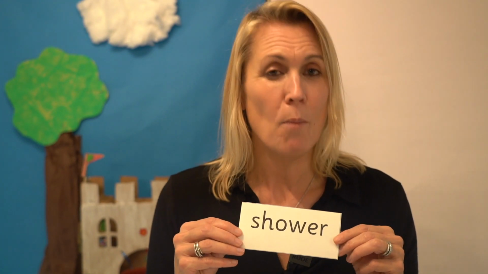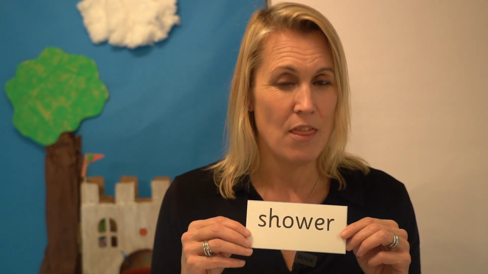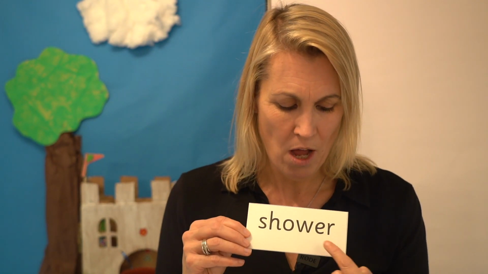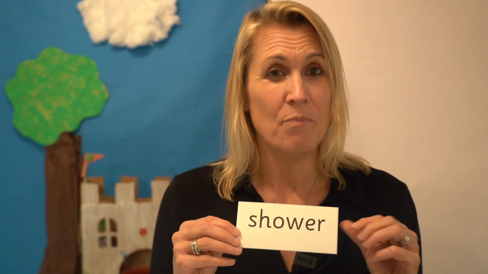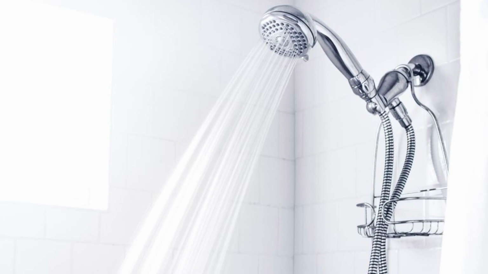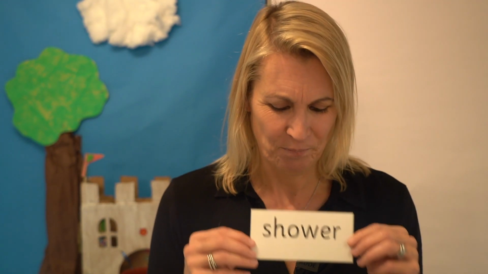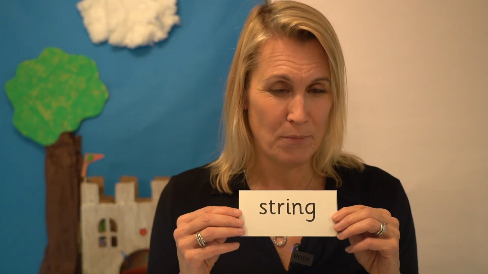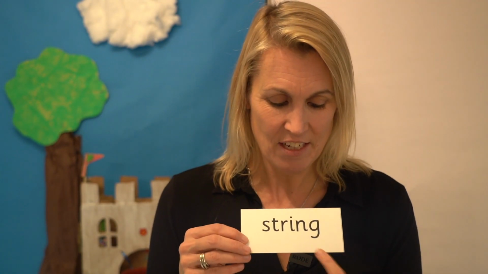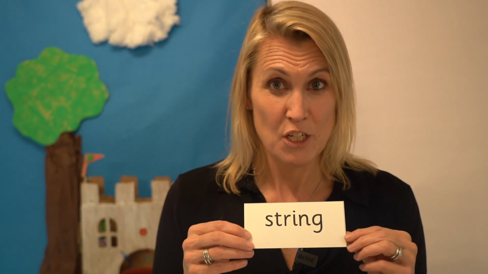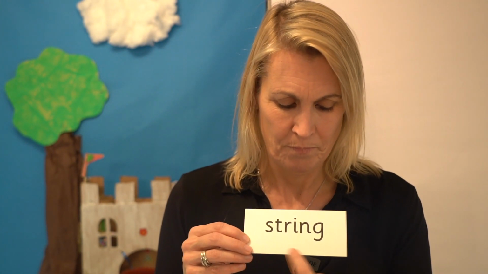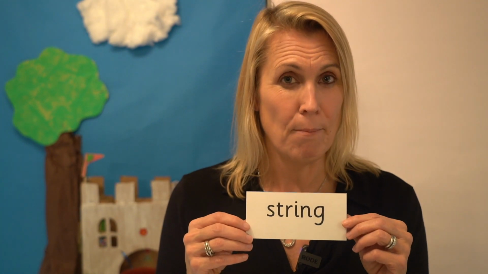Look at the pictures. Point to the picture that matches the word. Sh, ow, shower. Here is the picture of the shower. Did you get it right? Well done. Try this one. Can you spot the digraph? Yes, the digraph is here. Read each sound, then blend. Point to the picture that matches the word.